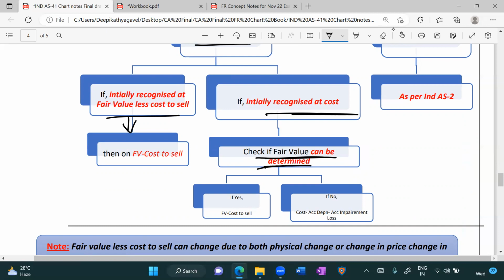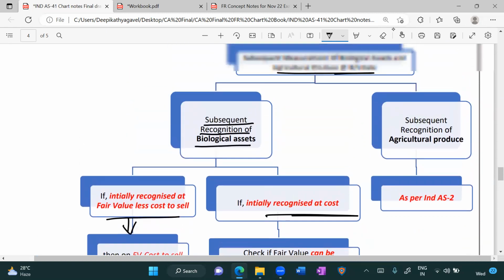If yes, the fair value can be determined, then the asset will be recognized at fair value less cost to sell. But even now, if you are unable to determine the fair value of that biological asset, then it will be recorded at cost less accumulated depreciation less accumulated impairment loss.